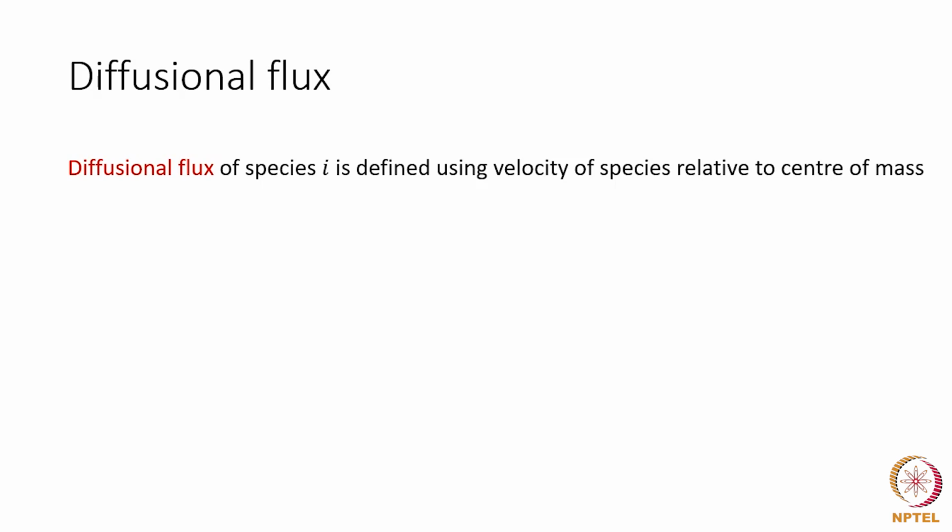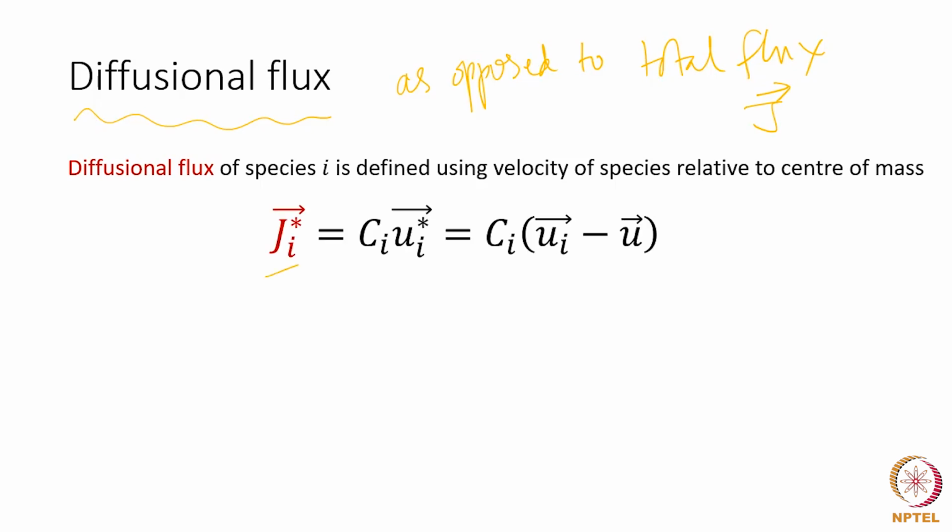Therefore we actually need to define a quantity called diffusional flux. It is not the same as total flux. For total flux we have already used a symbol J, so we need to pick a new symbol, and that is basically Ji star. So we say that Ji star is the diffusional flux of species i defined using the velocity of species i relative to the center of the mass. Basically, instead of ui, you say ui star, which is nothing but ui minus u.